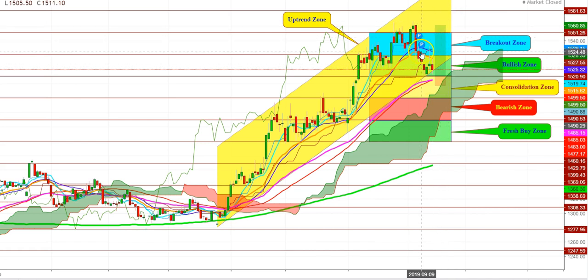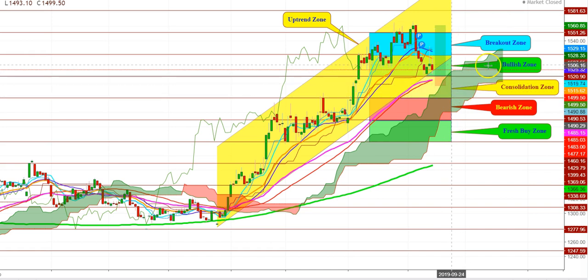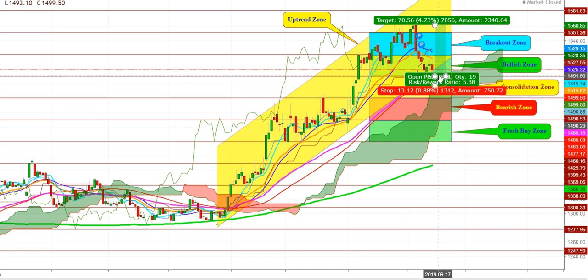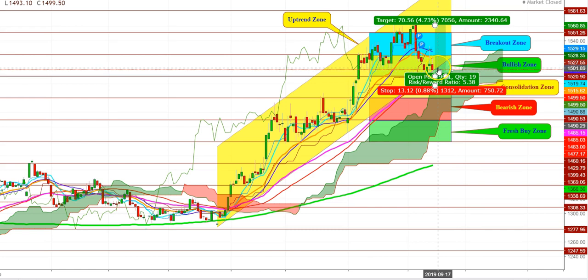Therefore, I find once again the gold futures will try to sustain amid this bullish trading zone which starts from the levels of $1492 up to $1519. So friends, I find that during the upcoming week, gold futures will try to maintain this uptrend due to growing uncertainty in the global equity markets.